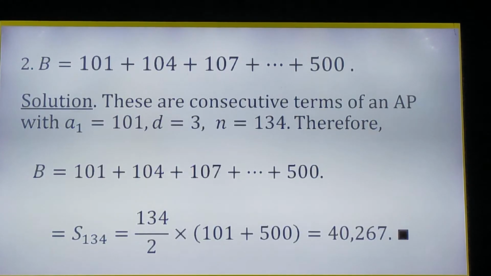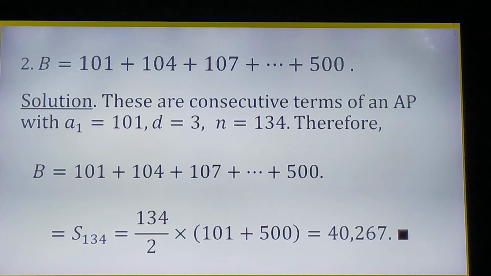And then letter B, 101 plus 104, so there's a difference of 3 between consecutive terms until the term 500. So this is an arithmetic progression where the first term A sub 1 is 101, the common difference is 3, and the number of terms is 134.